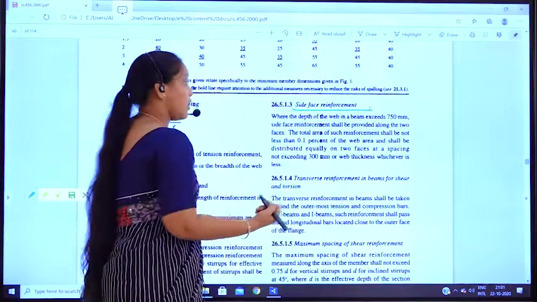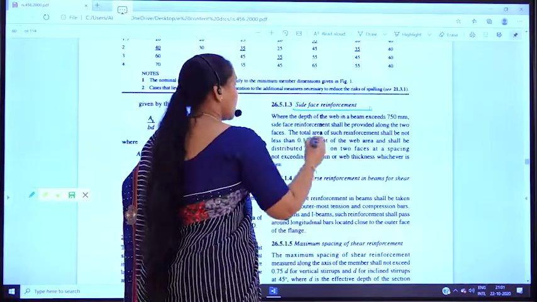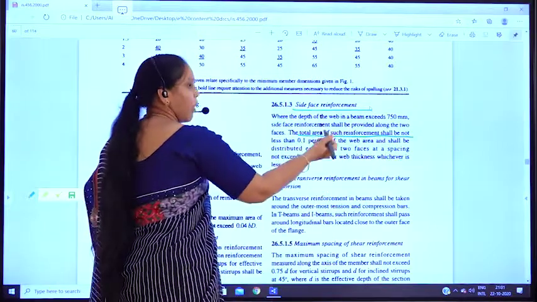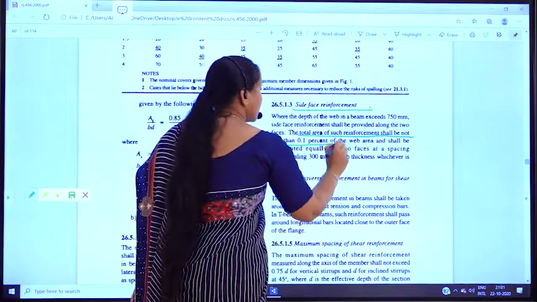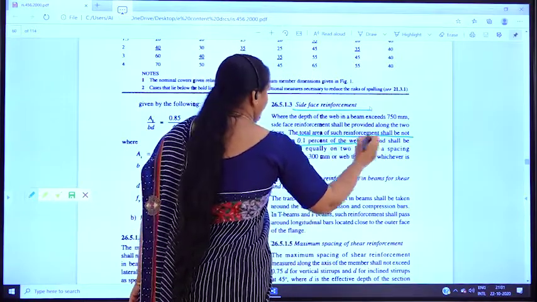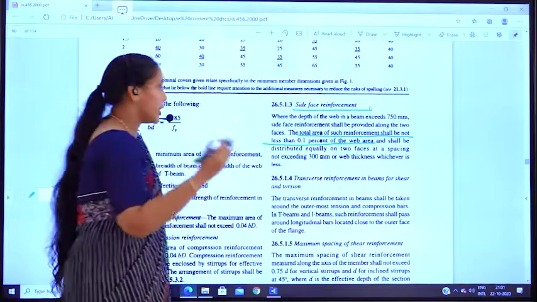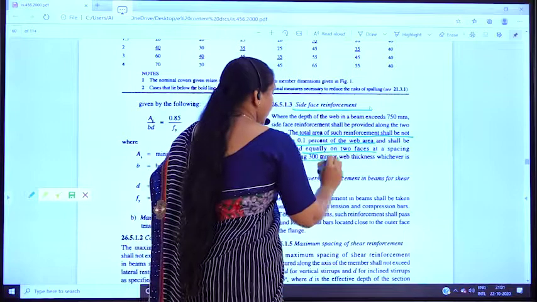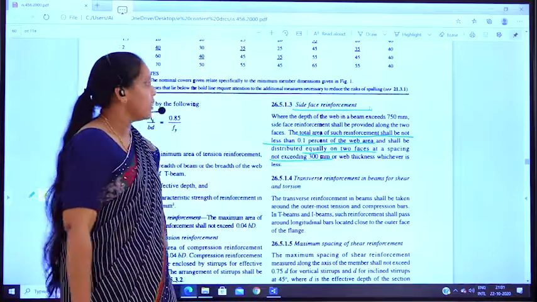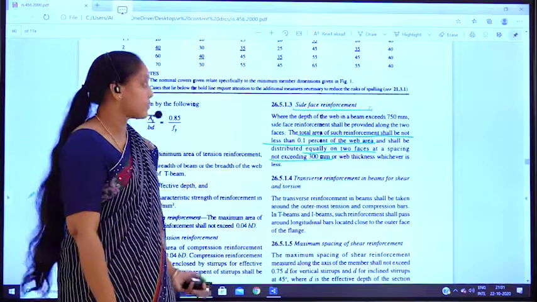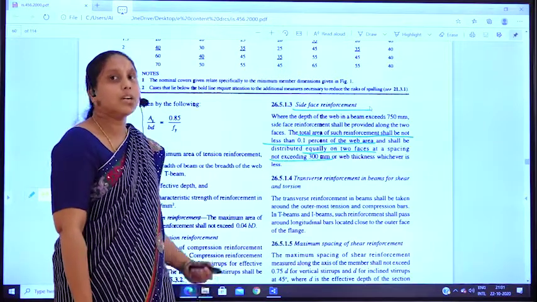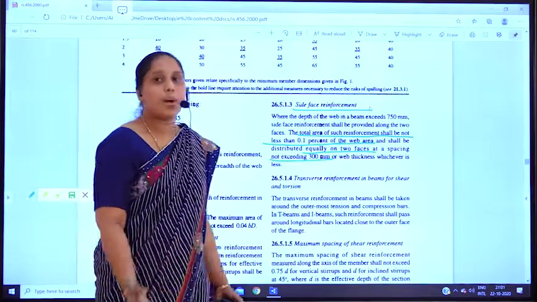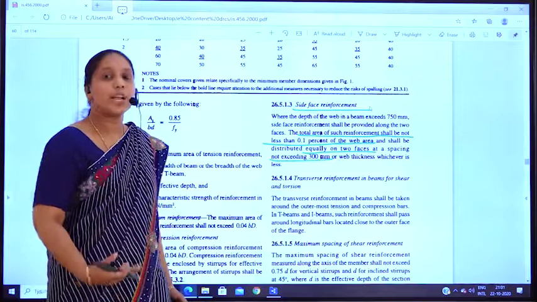So what should be the area of the side face reinforcement? The total area of side face reinforcement should not be less than 0.1% of the area, and it should be distributed equally on the two faces, and the spacing should not exceed 300 mm. So this is how we have to provide the side face reinforcement if the depth is more than 450 mm. So now we have provided the longitudinal reinforcement.